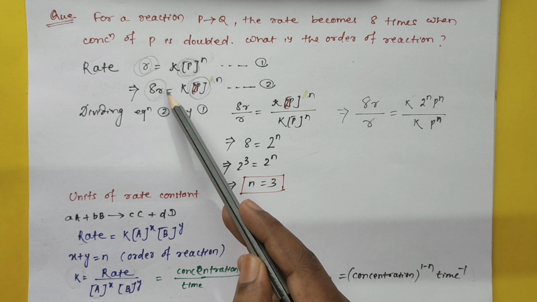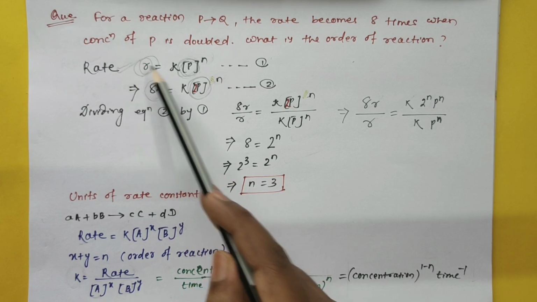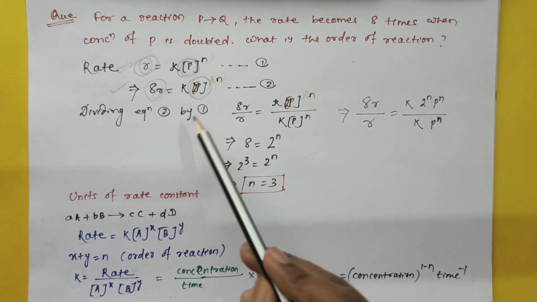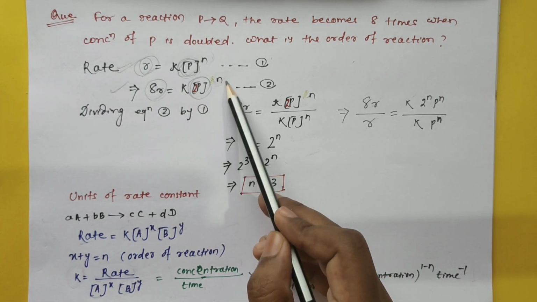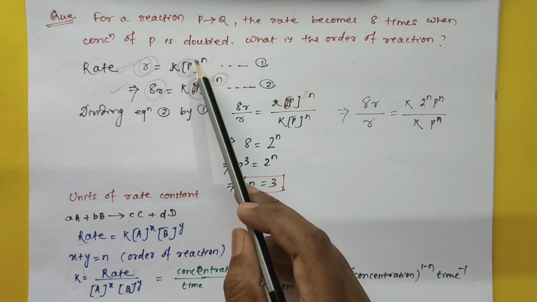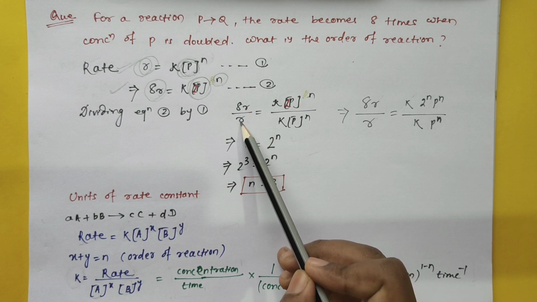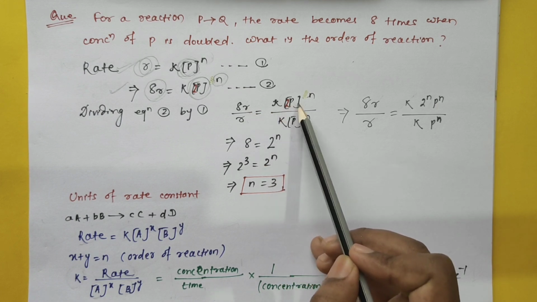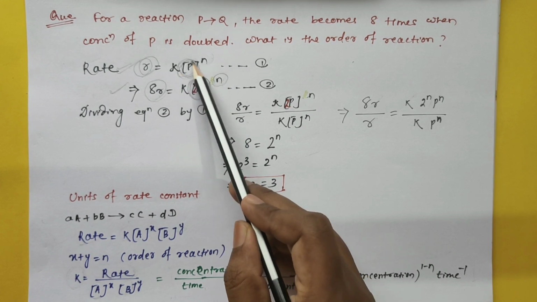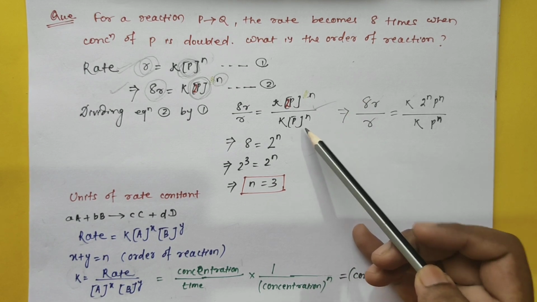Right now I think we can solve it. It's very easy. So it is the rate expression for the first case and this is the rate expression for the second case. Clear? So how will we determine the value of n from this? Simply we will divide equation 2 by equation 1. So dividing equation 2 by equation 1, what we get? 8R by R is equal to K into concentration of 2P to the power n divided by K into concentration of P to the power n. So next we will simply solve it and we will find out the answer.